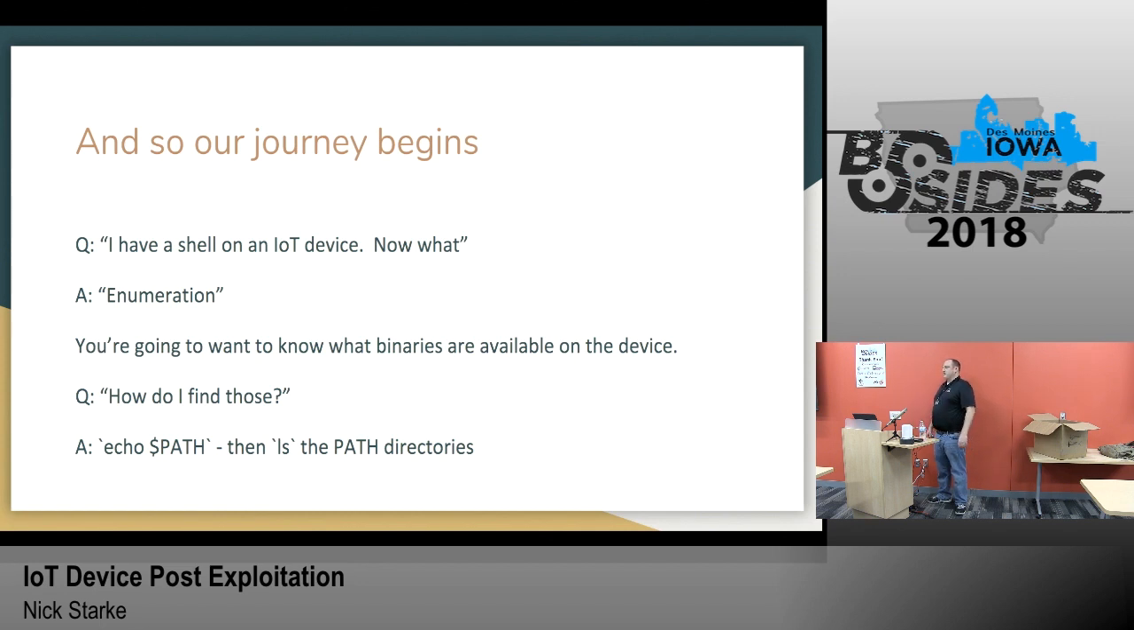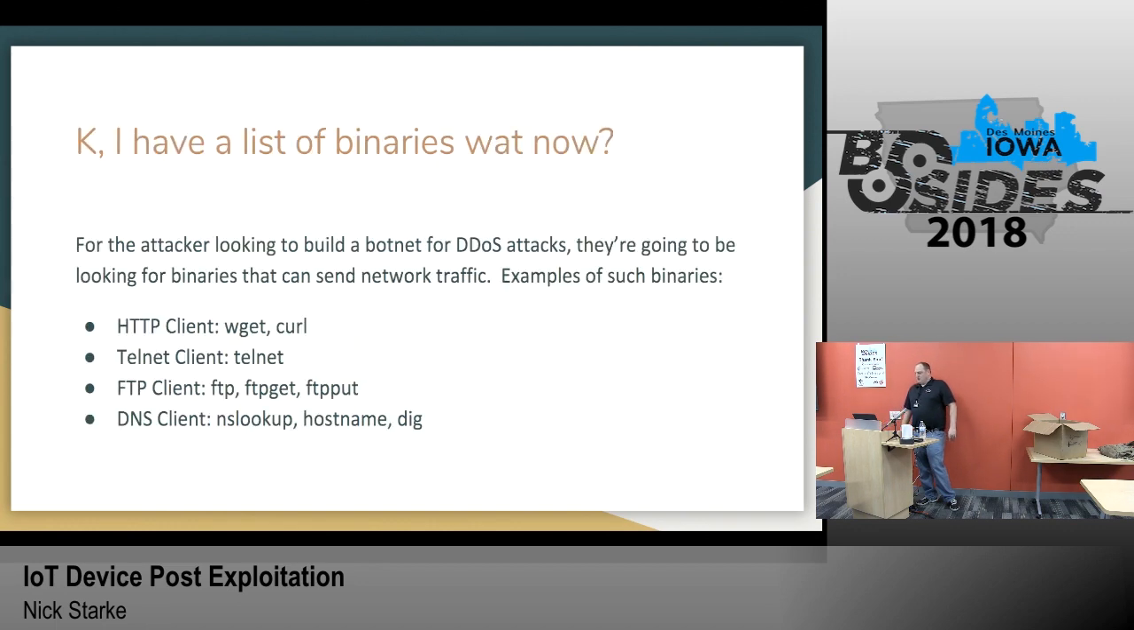There are also HTTP daemons on there usually. So there's a couple different things, and I'll show you more in detail when I go through the live presentation. Like I said, you really want to look for binaries that can create network traffic. One, because that's the first goal, to create network traffic to hit a big target. But second, you want to be able to transfer things on and off the device.